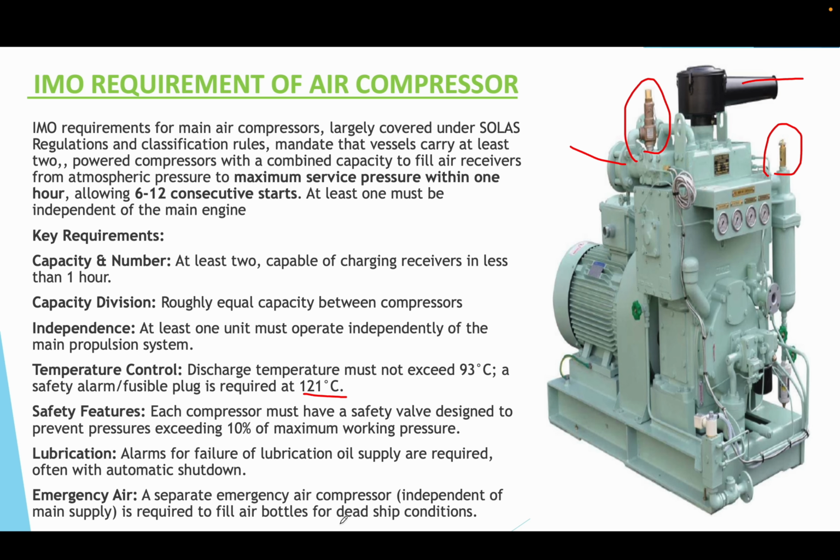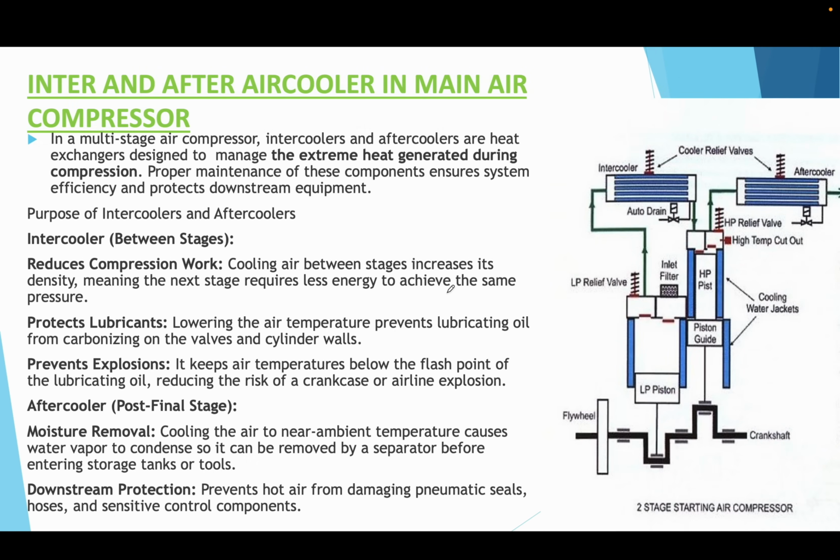It means that in case of a full blackout, the emergency air compressor should get power from the emergency generator, which will be able to fill a small air bottle. That air bottle will help to start the generator, and that generator will be able to start the main air compressor. Now let's see the intercooler and aftercooler.